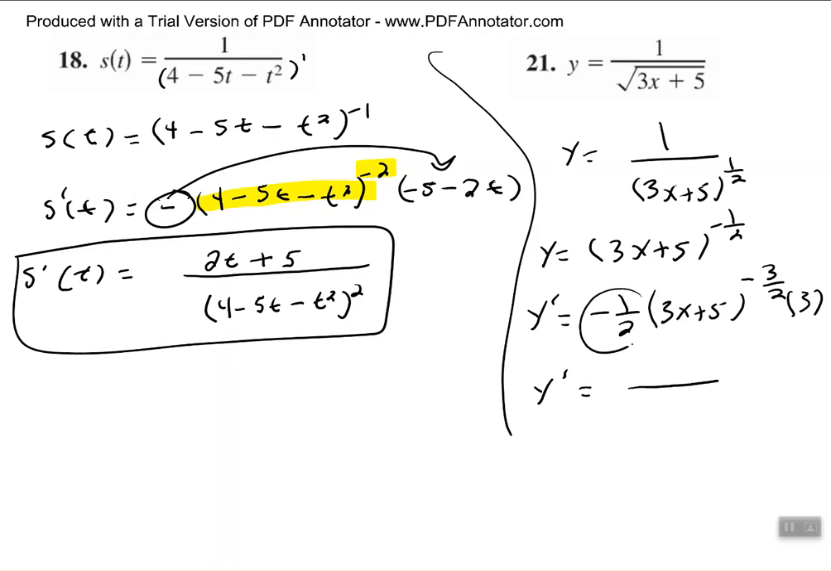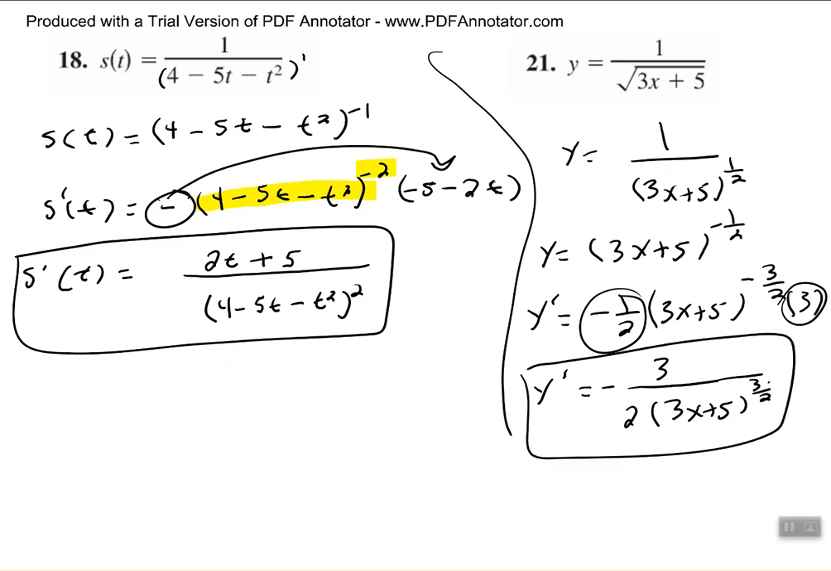So we have this negative 1/2 and 3, so I'm going to make that negative 3, and then the 2 would be in my denominator, times the 3x plus 5 to the positive 3 halves, because I moved it down to my denominator to change the sign of the exponent.